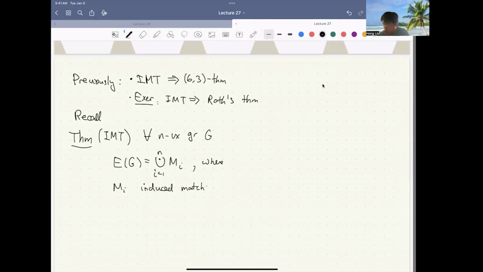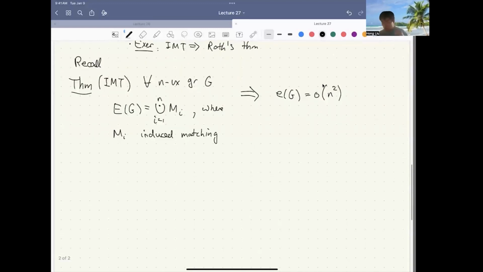Induced matching, recall, just means that if you look at the vertex set of this matching and look at the subgraph of G induced by it, then there are no other edges other than the matching M. So if this is the case, then the graph cannot be too dense. The number of edges in the graph must be little o of n squared, subquadratic.